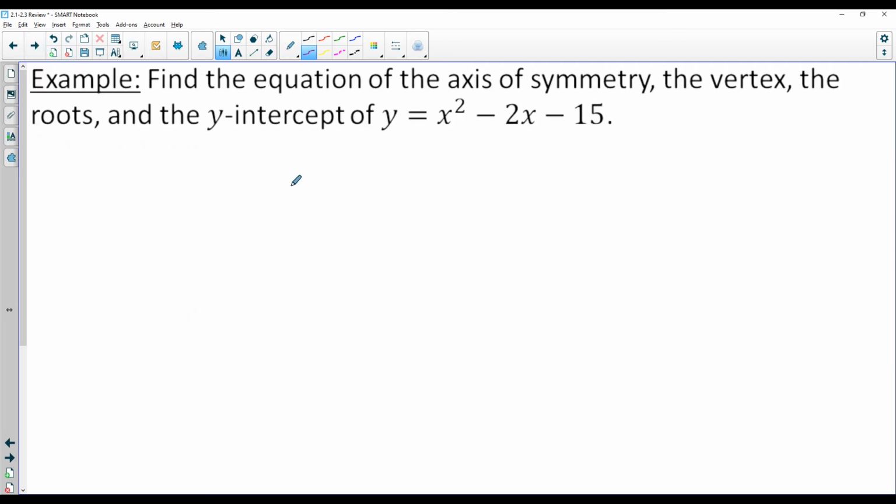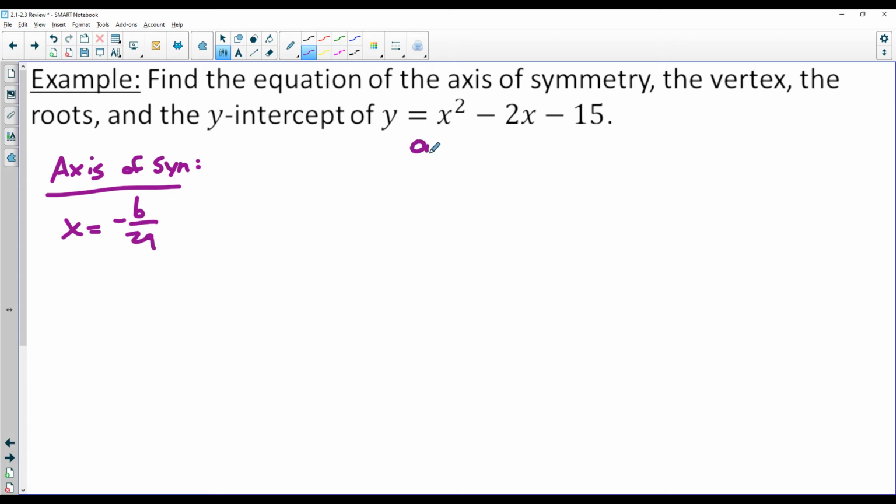So find the equation of the axis of symmetry, the vertex, the roots, and the y-intercept of this equation: y equals x squared minus 2x minus 15. So let's do the axis of symmetry first. And that was just the equation x equals negative b over 2a.